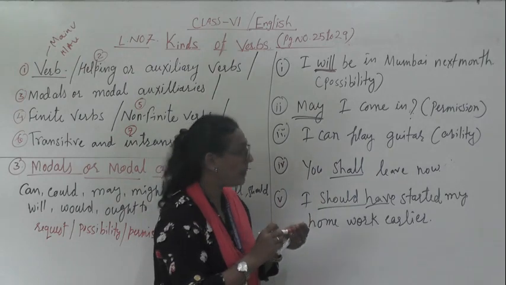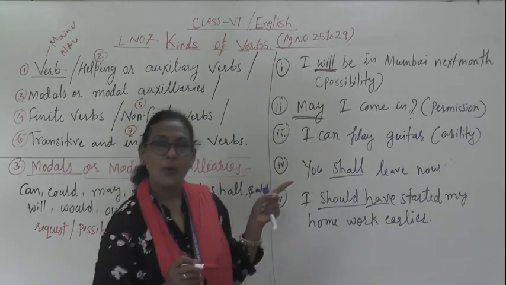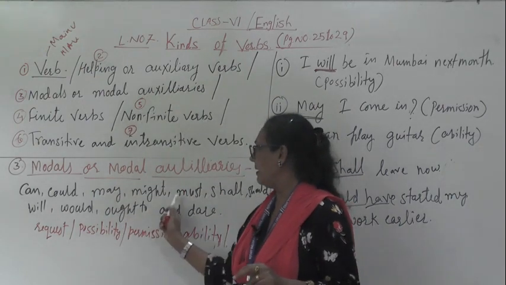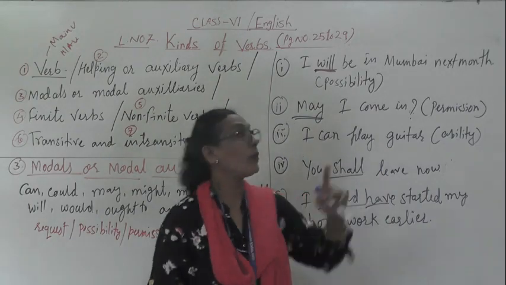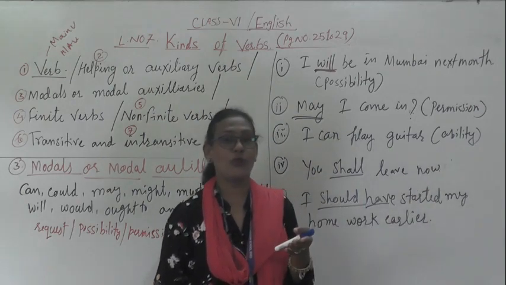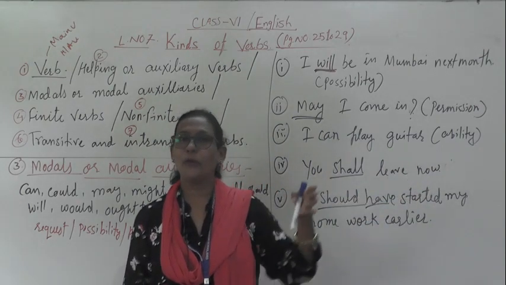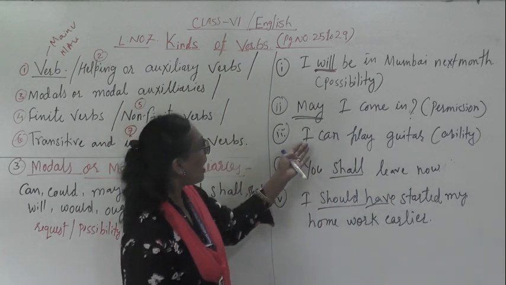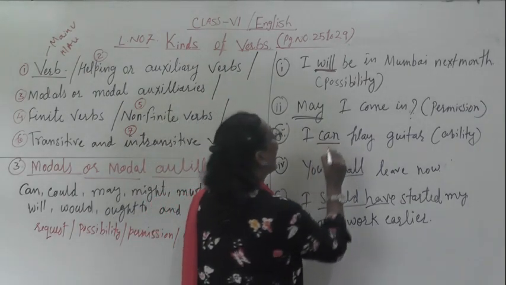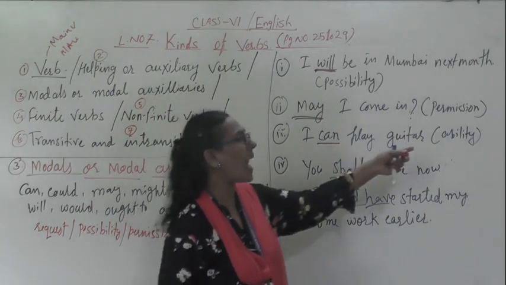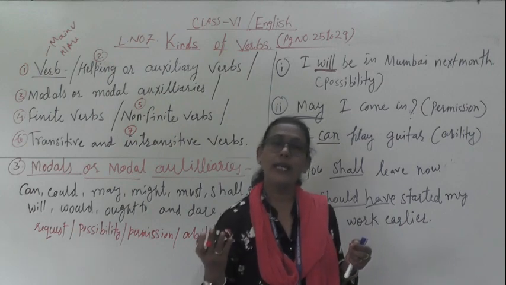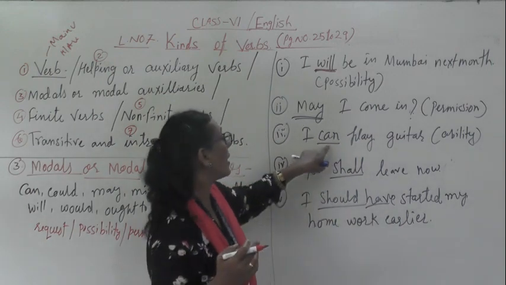Go to the second one. Now, may I come in? What is this may? May is a modal. So may I come in? What are we asking? Permission. When you always ask, may I come in, ma'am? So let us call it permission. I can play guitar. Which is the modal here? Can. What is it showing? It is showing ability. My ability is there to play guitar. So I can play; we have used can here.